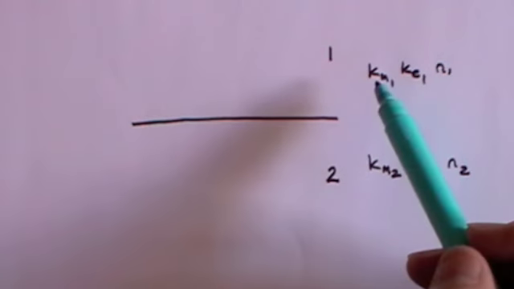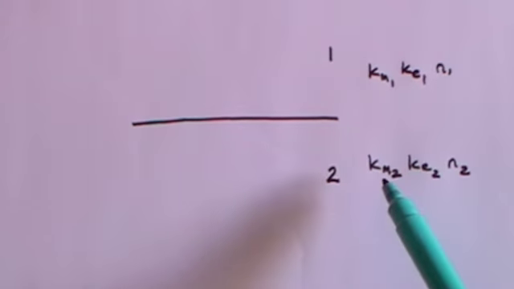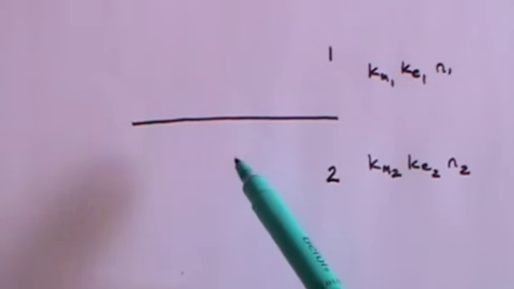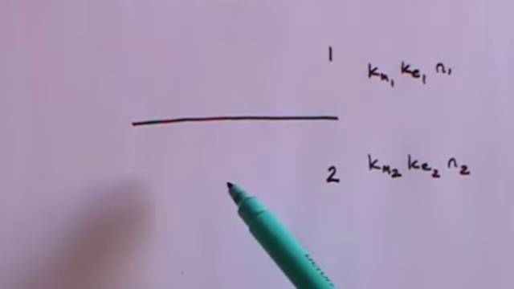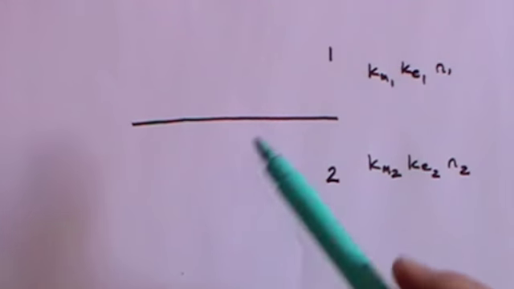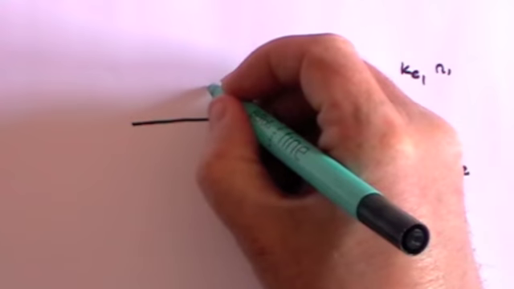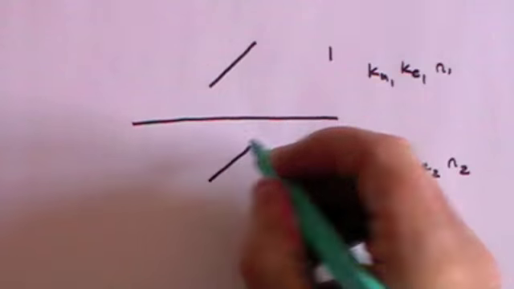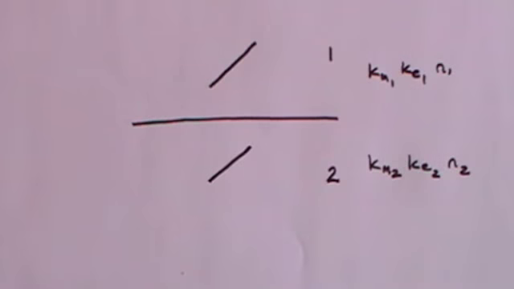As it happens, I've already told you that Km1 will equal Km2, and that will be 1. But we'll keep them there just for the time being. And we're going to consider the electric field vector in medium 1 and medium 2. This is not the direction of travel of the wave, this is the electric field vector. And let's say it's like that in medium 1 and it's like that in medium 2.